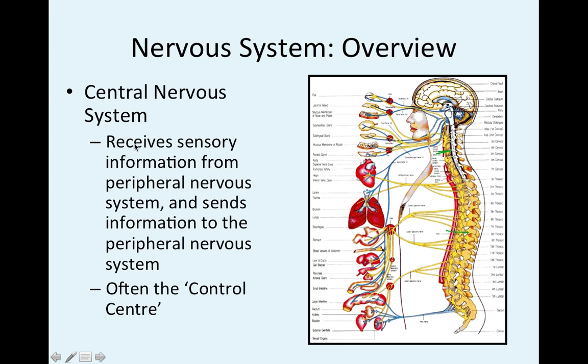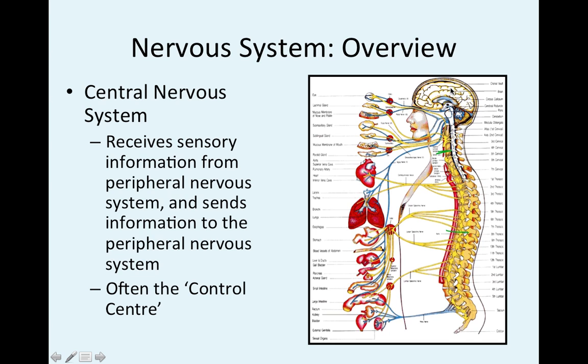So the main purpose of the central nervous system is to receive sensory information. It doesn't detect it. That's the peripheral. It doesn't detect pain. It only receives sensory information. Say you touch something, it'll be touched by your finger, and you'll send that to your CNS. So it receives sensory information from the peripheral nervous system and sends information to the peripheral nerves.